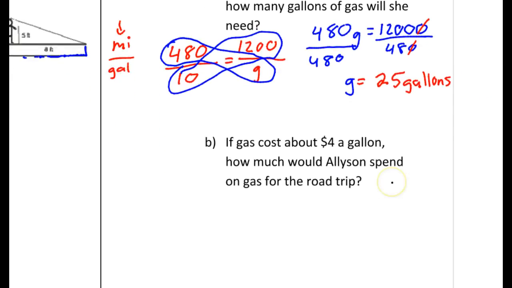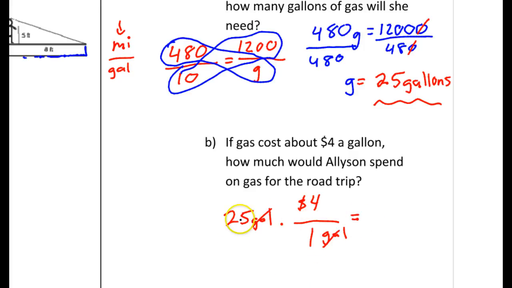Okay. So if the cost is about $4 a gallon, how much do we spend to go on the whole road trip? And we just found our whole road trip is 25 gallons. Okay, so we got 25 gallons. And we know that it is $4 for every gallon, 1 gallon. So 4 times 25, about 100. Okay, so yeah, the gas is $4, but it's $100.